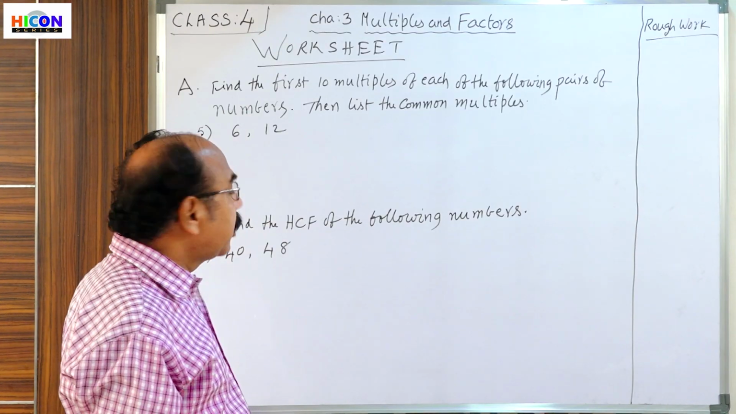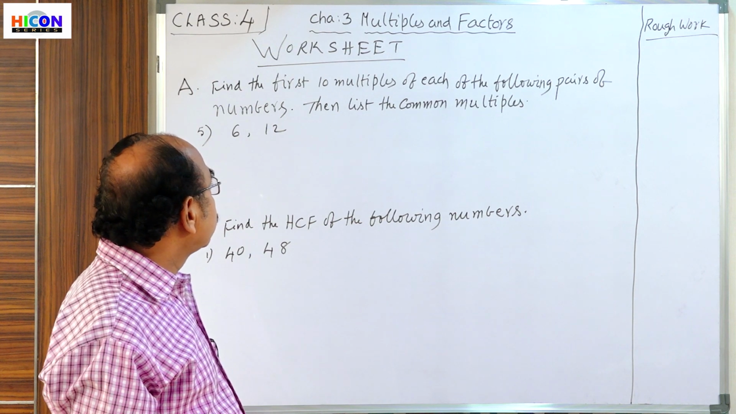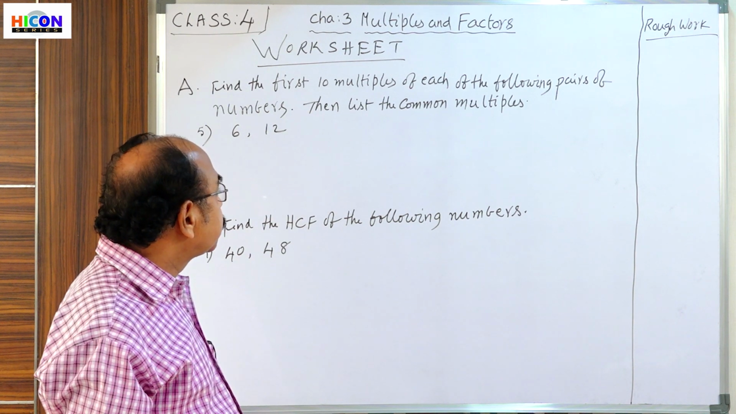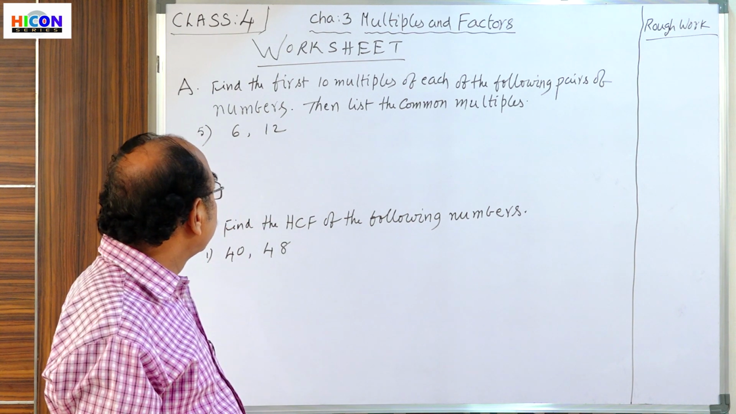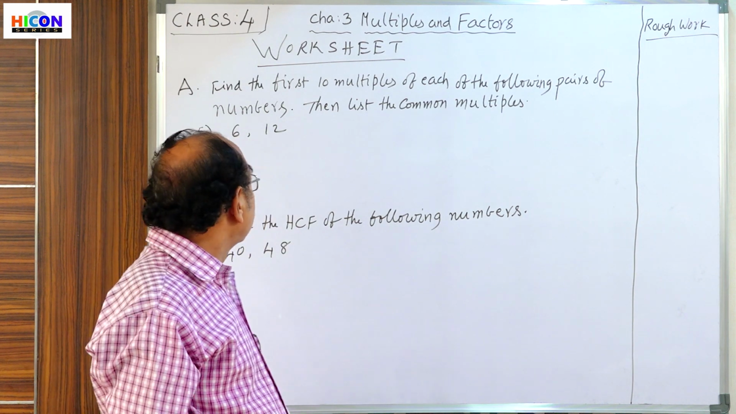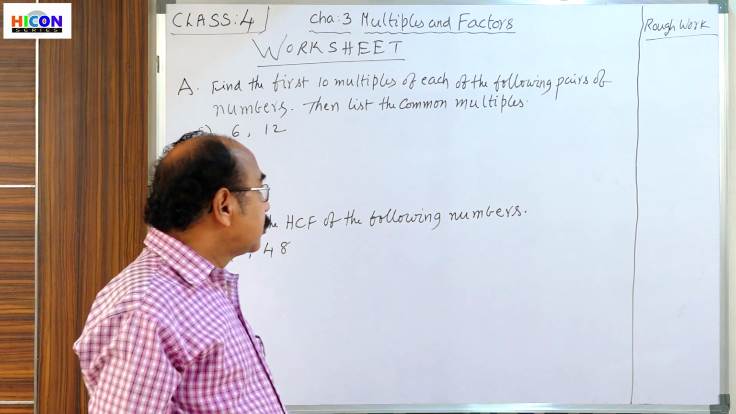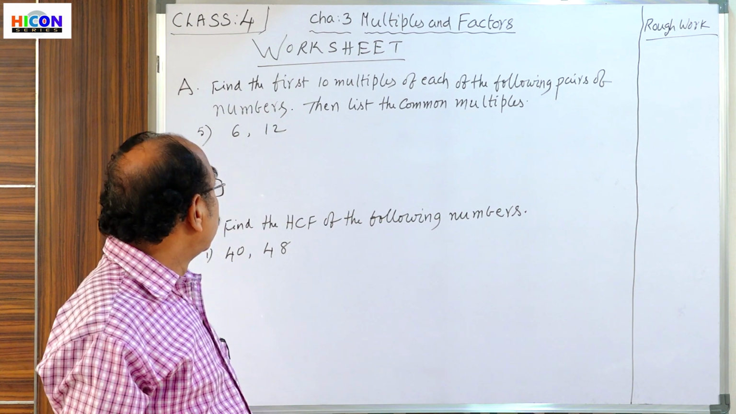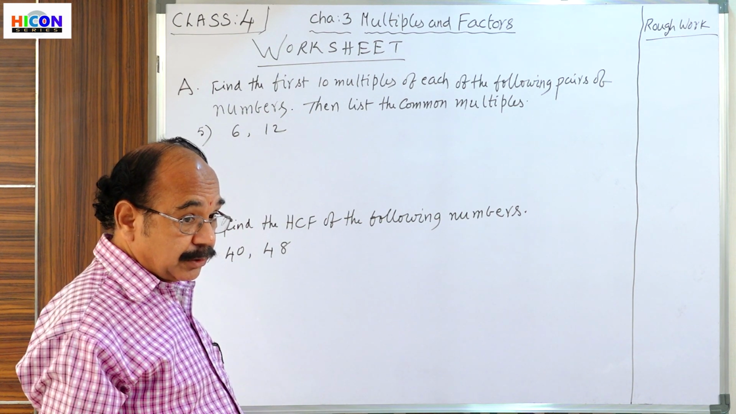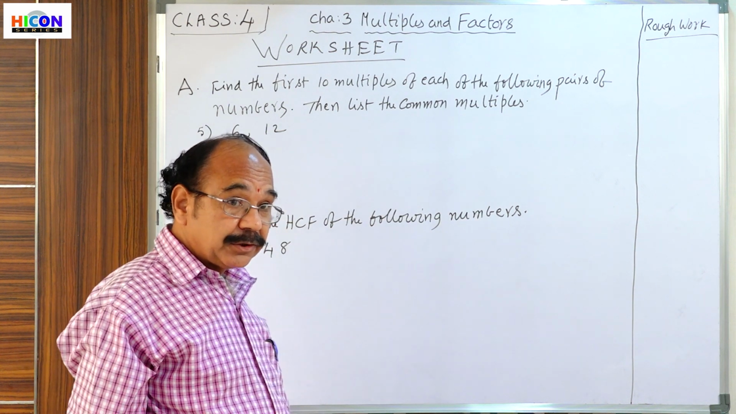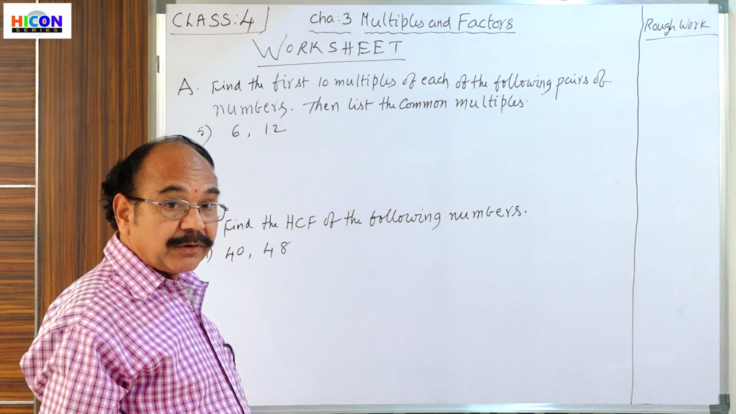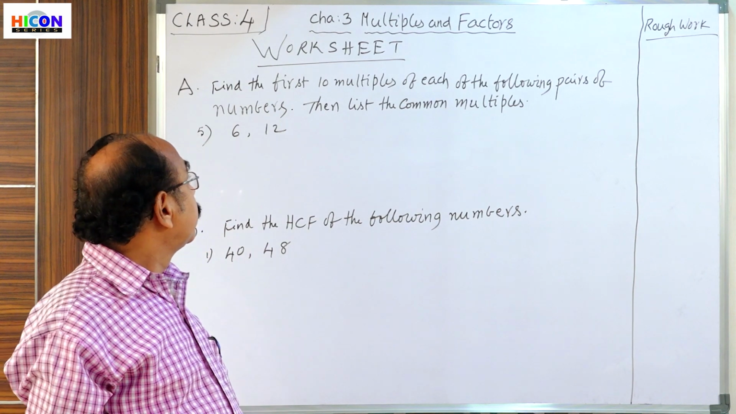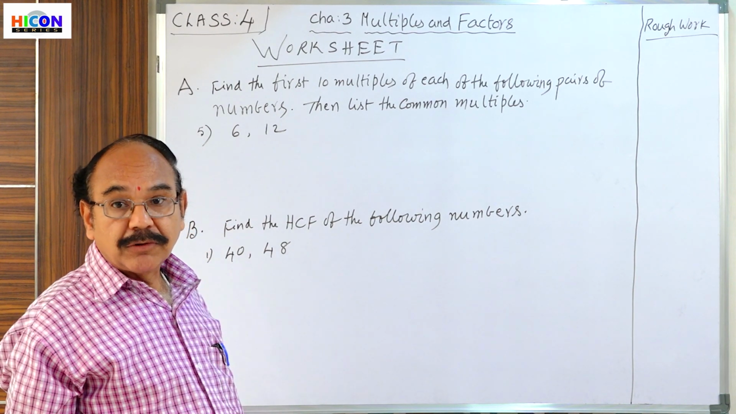So children, here in the worksheet under Section A: find the first 10 multiples of each of the following pairs of numbers. Then list the common multiples. Fifth question, 6, 12. In this problem, you have to write the first 10 multiples. First number 6: write the first 10 multiples of 6. After that, write the first 10 multiples of 12. After writing that, select the common multiples of 6 and 12.